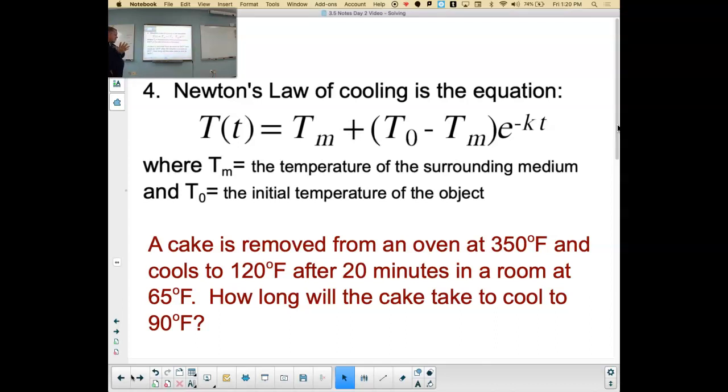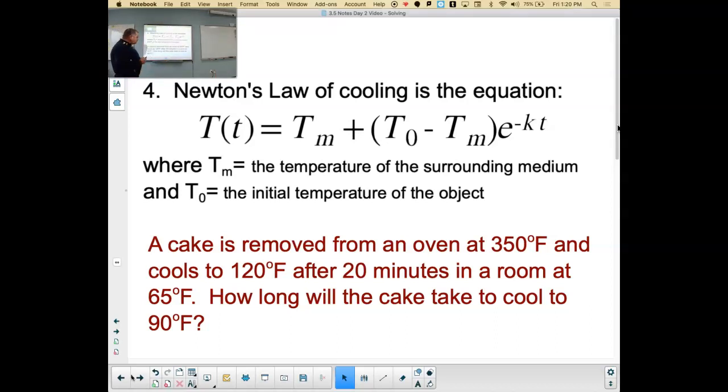A cake is removed from an oven at 350 degrees Fahrenheit and cools to 120 degrees Fahrenheit after 20 minutes in a room at 65 degrees Fahrenheit. How long will the cake take to cool to 90 degrees Fahrenheit?